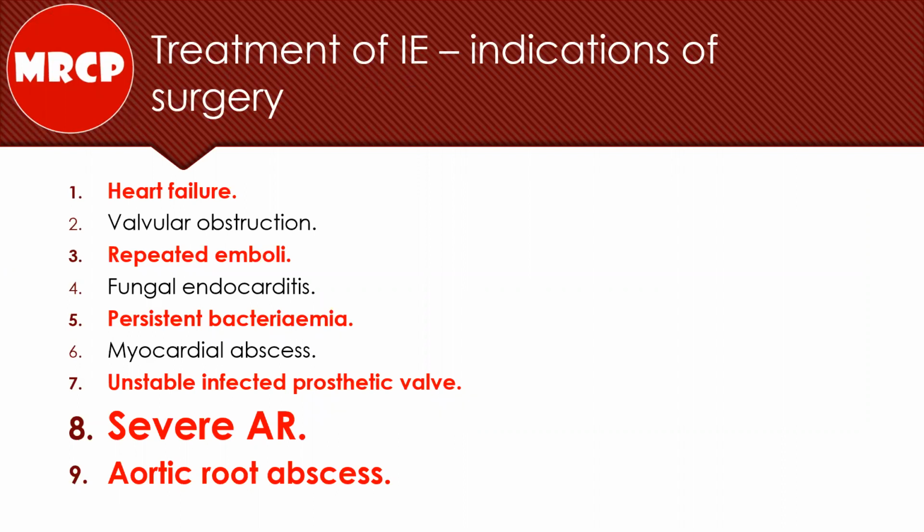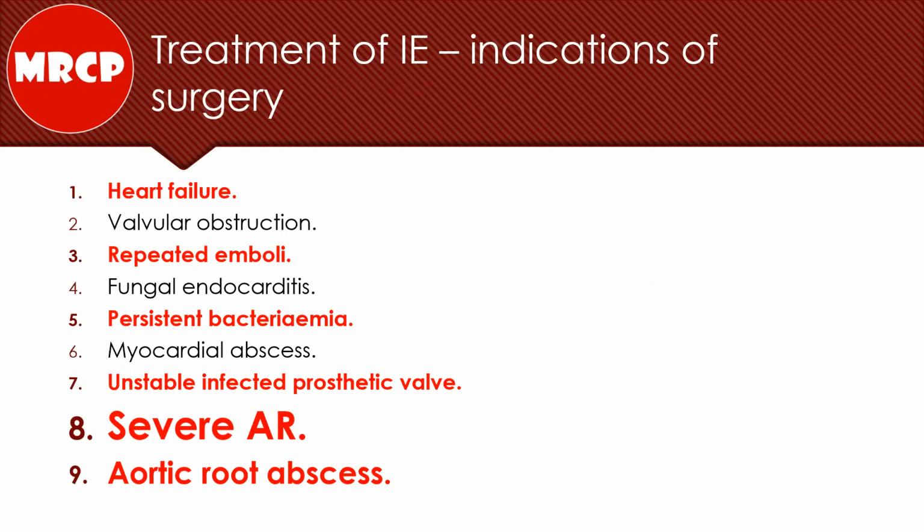So what about the indications of surgery? Very essential and very important question here. What are the indications of surgery? You have 9 indications for surgery in patients with infective endocarditis. The first one is heart failure. So if you have a patient presenting with a fever, a new murmur, or a change in the character or intensity of an existing murmur, and this patient is presenting with heart failure, it's done. This patient is for surgery.